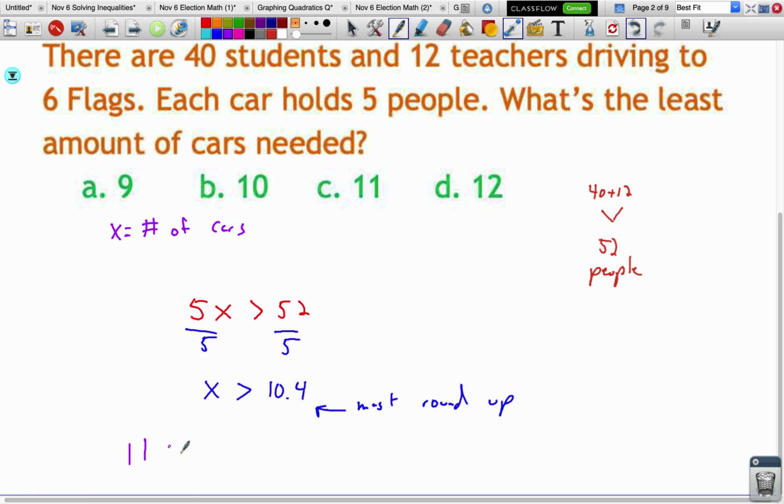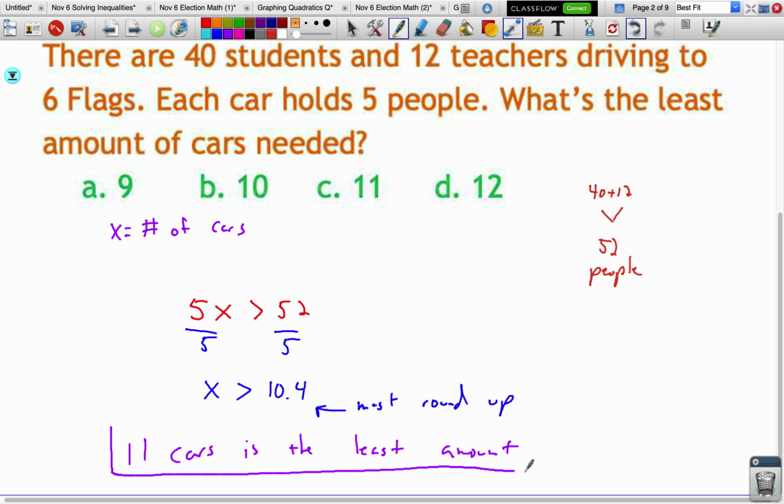So 11 cars is the least amount. And that's our final answer. We'd be able to transport up to 55 people, which is more than the 52 we have. All right, which is good because we've got 12 teachers, so there'll be a driver for each car.